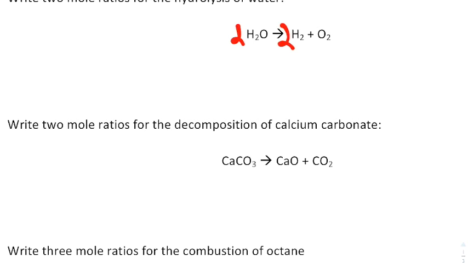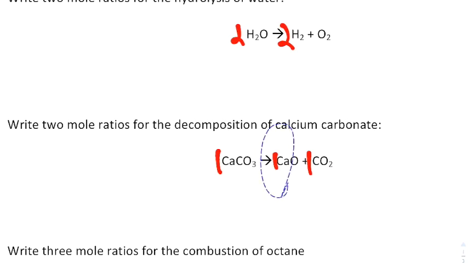We look and we see that it's already balanced. So here, all the coefficients are 1. So meaning we have 1 mole of calcium carbonate to every 1 mole of carbon dioxide, 1 mole of calcium carbonate to every 1 mole of calcium oxide. And remember, we can also say we have 1 mole of carbon dioxide for every 1 mole of calcium oxide.